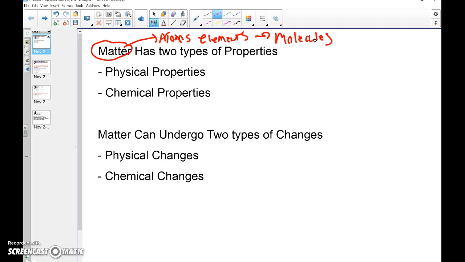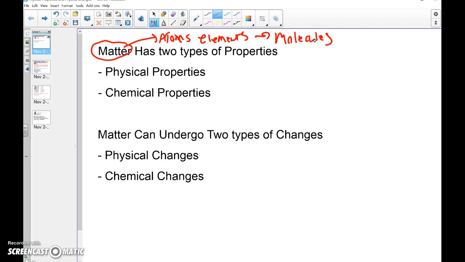So it doesn't matter if it's an atom and millions of atoms. It doesn't matter if it's one atom. It doesn't matter if it's a molecule and it's millions of molecules. What we're going to talk about applies to everything. So matter, atoms, elements, molecules, compounds, they all have two types of properties, physical properties and chemical properties.